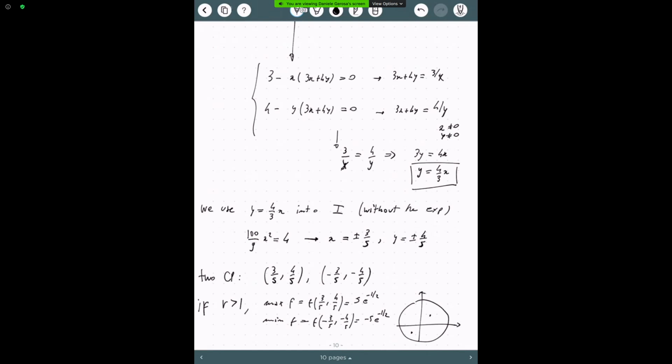Yeah, I guess that if you study the boundary, you get... I mean, if R, so about the boundary, the function becomes f of x, y equal to 4y plus 3x, times e to the minus r squared divided by 2.